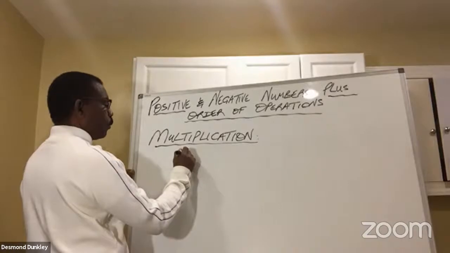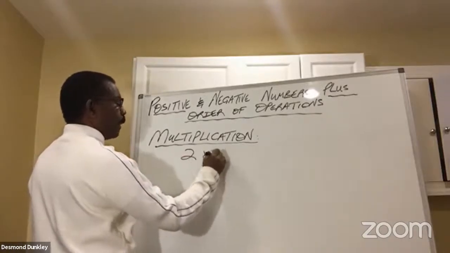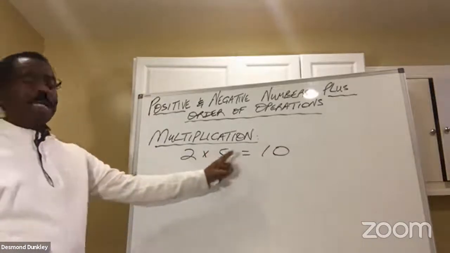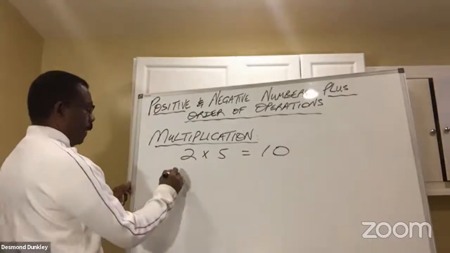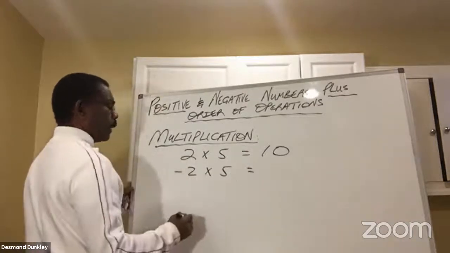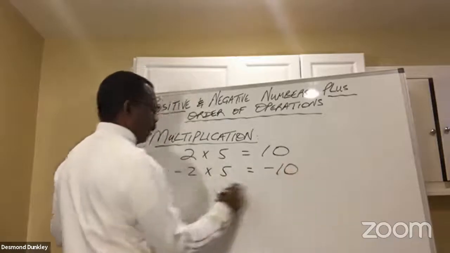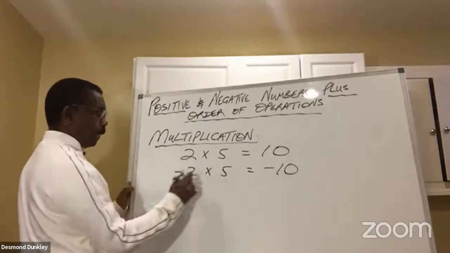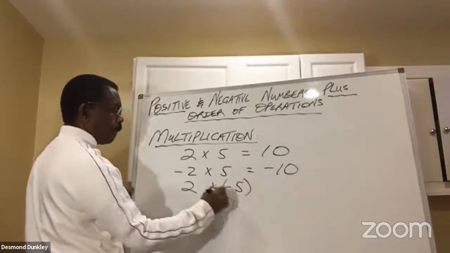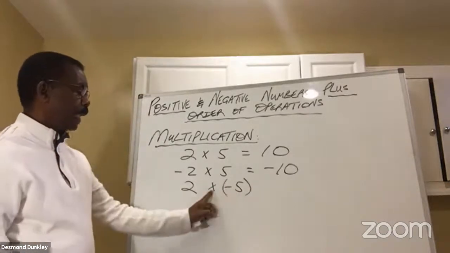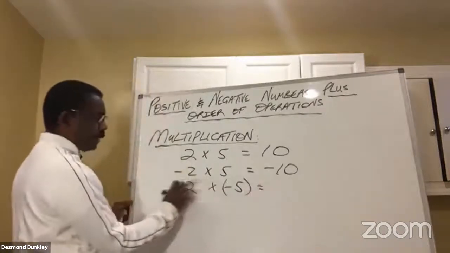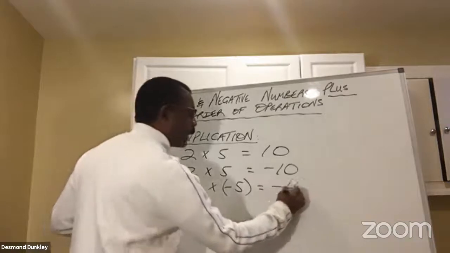So if we get 2 times 5, it is 10. Positive times positive gives us positive. If I have negative 2 times 5, the result is negative 10. It is a negative times a positive. If I have 2 times negative 5, it's always good to put the negative sign in parentheses so there's no confusion. We end up with a positive times a negative, it is negative 10.